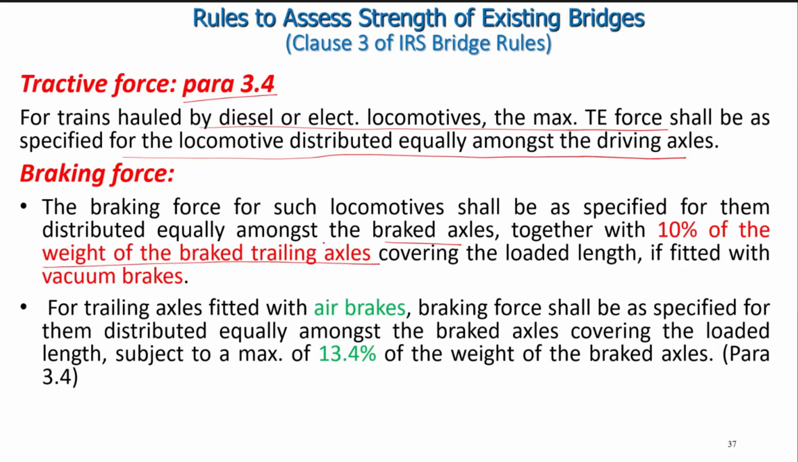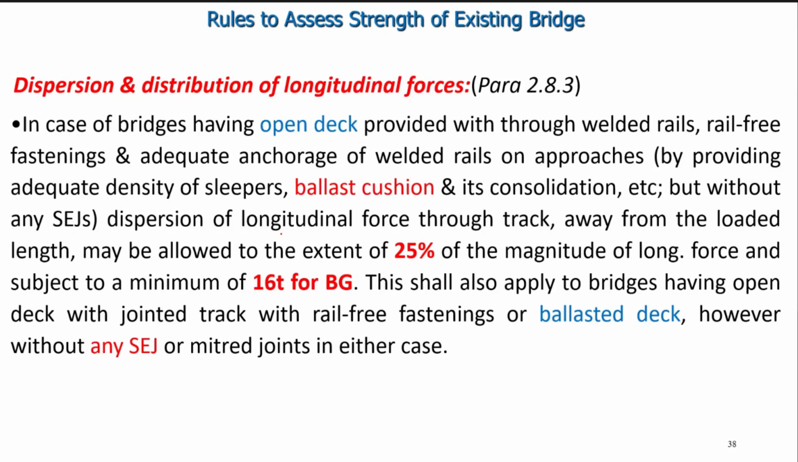Here it is 10% for vacuum brakes, whereas for trailing axles with air brake it is considered 13.4%. But the Directorate of Rolling Stock has given that the maximum braking force, even for the air brake, applicable for bridges will be 10%. So in the calculation we take the braking force as 10% of the live load.